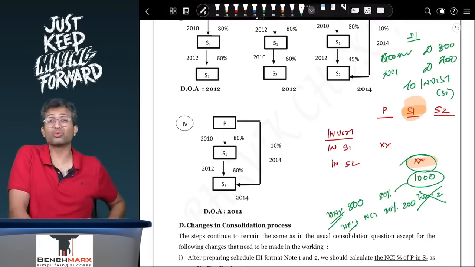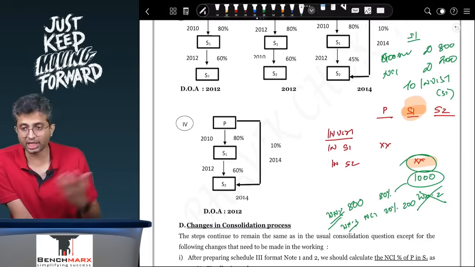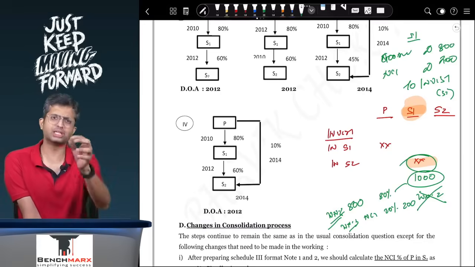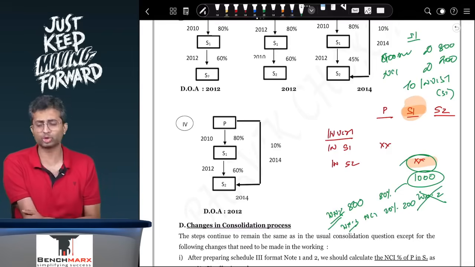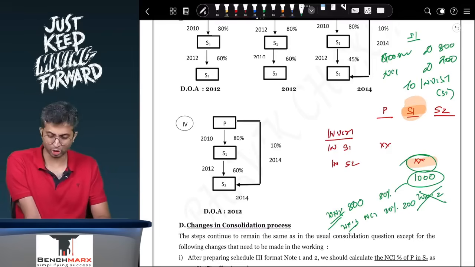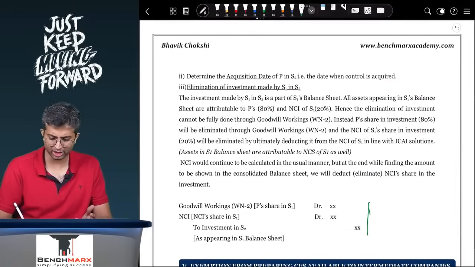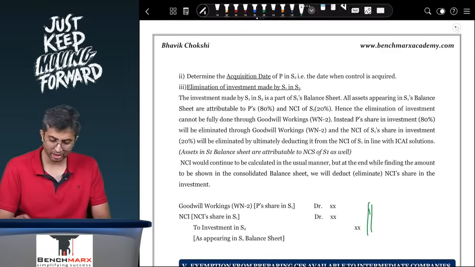A lot of students wonder, why should it be reduced? Well, because NCI is debited. Investment is credited, NCI has to be debited, and hence your ultimate NCI, whatever you get, has to be lower to the extent of this investment attributable to NCI. So this is something that you need to be slightly more careful about.